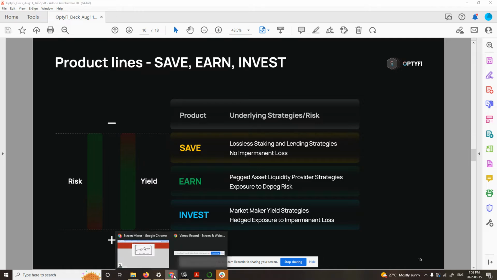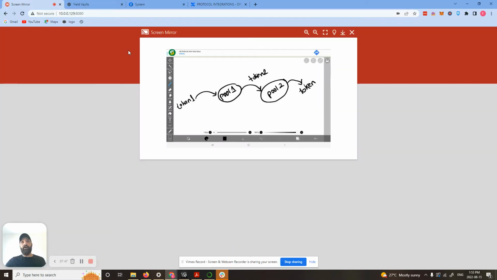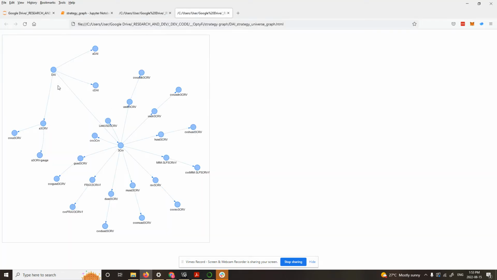So what we can essentially do is look at, for example, this graph and say, okay, just show me the save strategies, right? And it's going to remove some of the edges, and then only a few are left. So that's what we mean by systematic approach to yield. We are identifying yields systematically. We're identifying risk systematically.